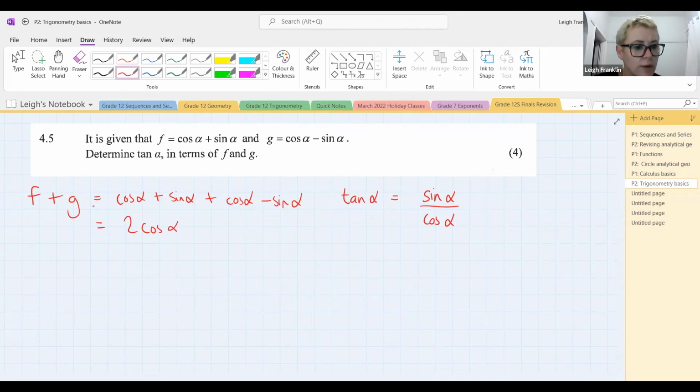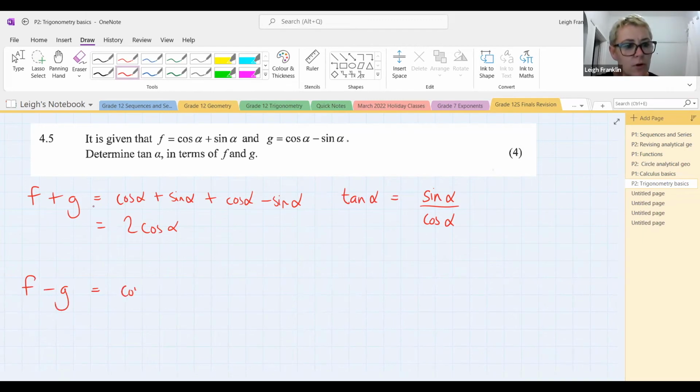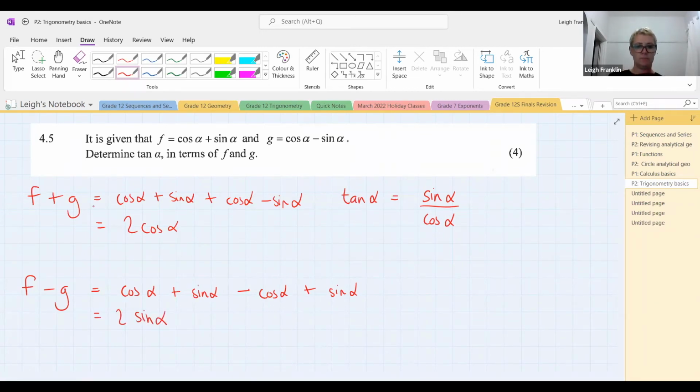What would happen if we said f minus g? We'd end up with cos alpha plus sine alpha minus cos alpha plus sine alpha. I've just changed the signs there. So now we end up with 2 sine alpha.